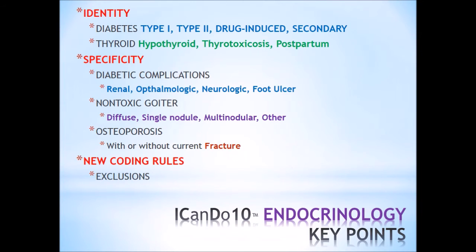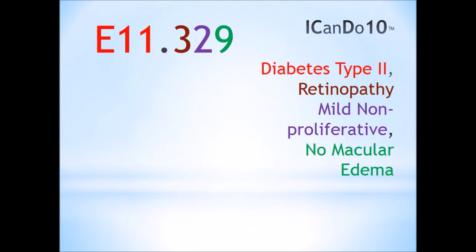Breaking down an ICD-10 code, you will see the identity, which describes diabetes type 1, type 2, or drug-induced, specificity, and further describing any complications of that diabetes or non-toxic goiter. There are also new coding rules, such as exclusions. Here's an example of an ICD-10 endocrinology code.